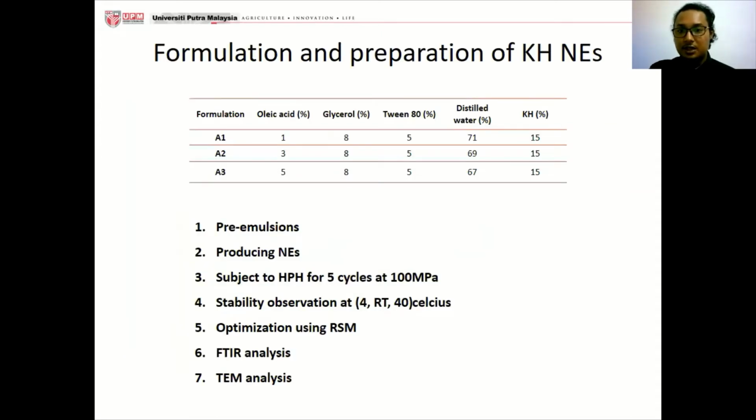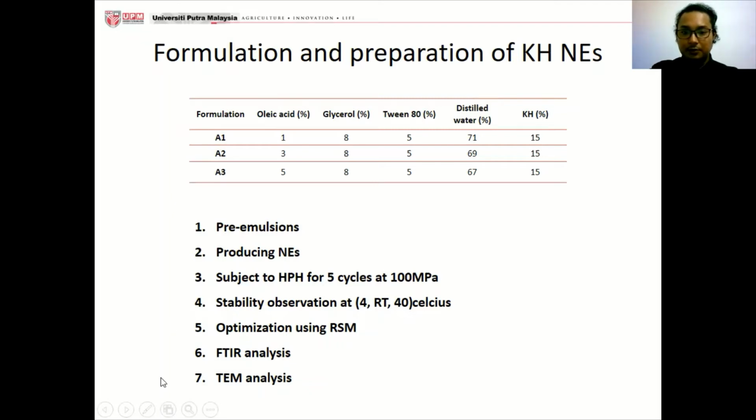As you can see, in this table is the formulation of my nanoemulsion. I have three different formulations: A1, A2, and A3. The difference is in this column, where the percentage of oleic acid is different. For A1, the oleic acid percentage is 1%, A2 is 3%, and A3 is 5%. As you can see, glycerol and Tween 80 are the surfactant and the co-surfactant, which are the substances used to stabilize the nanoemulsions.